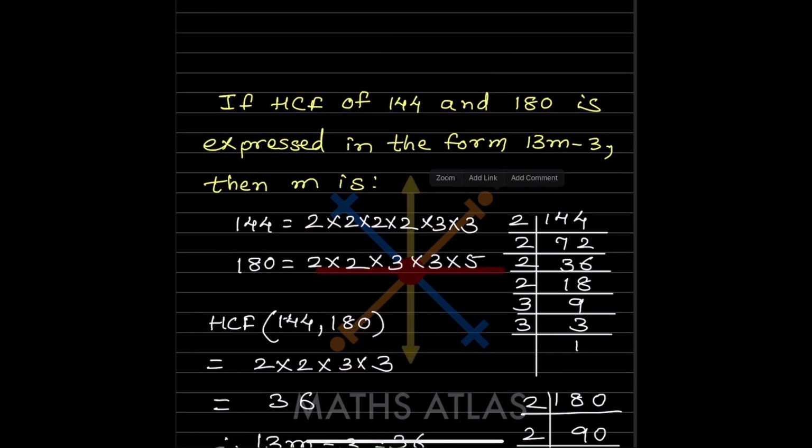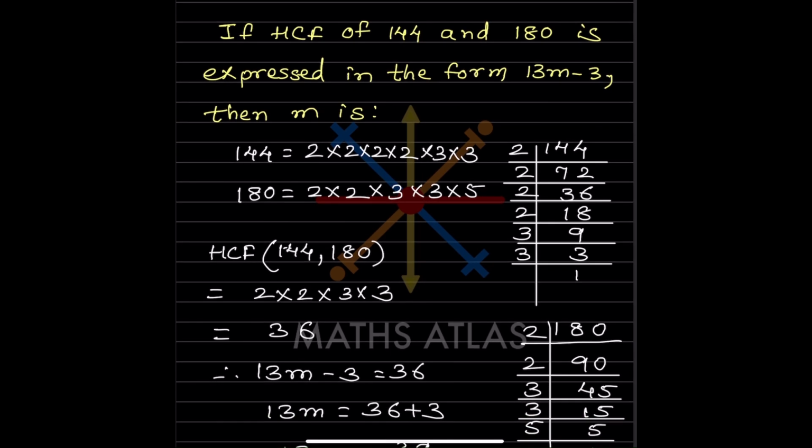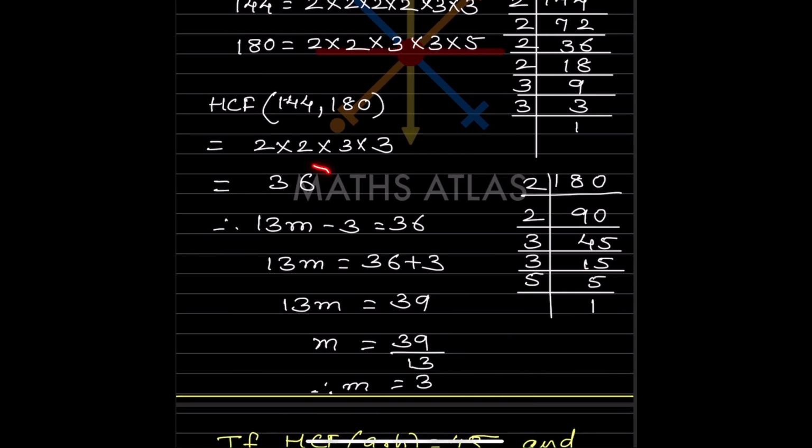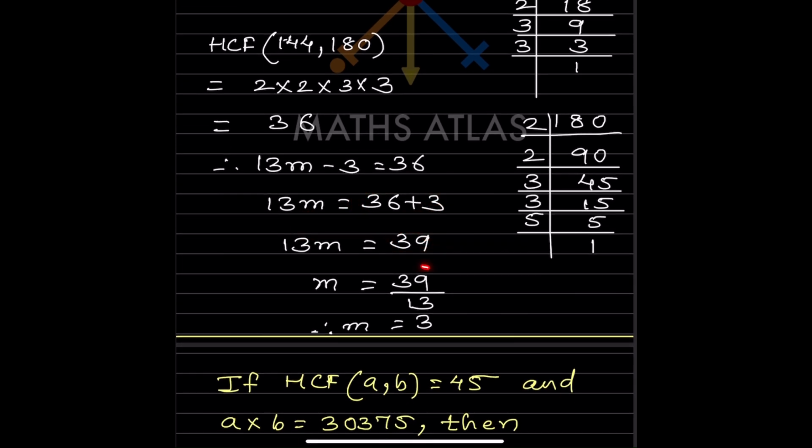So now they said that it is expressed in the form 13m minus 3. So we want the value of m. What we can do, we got the HCF as 36. So 13m minus 3 is 36. So this is going to be plus 3. So 13m is 39. So m is 39 divided by 13, that is, m is 3.